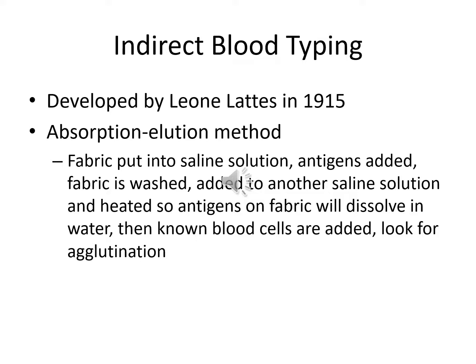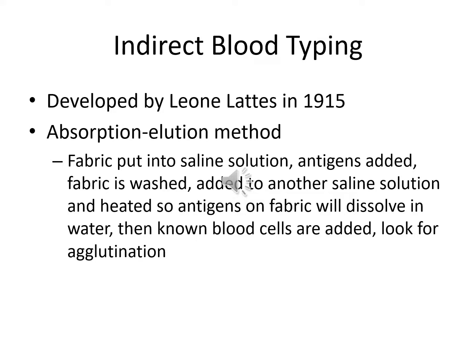This is the method developed by Leon Latz back in 1915. We mentioned him earlier in the semester as well, so he's back again for us to appreciate. And so it's the absorption elution method where the fabric with the blood stain was put into a saline solution to rehydrate it. The antigens were added, fabric was washed, added to another saline solution and heated so that the antigens on the fabric will dissolve in water, and then the known blood cells are added looking for agglutination.